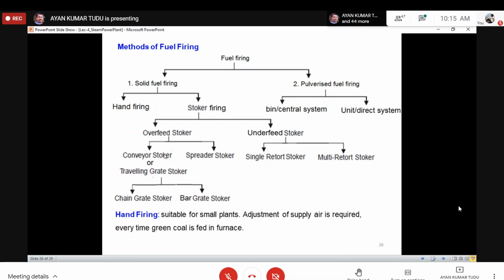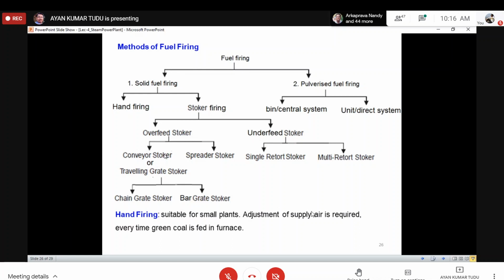Okay. So when we have solid fuel firing, it may be two types: hand firing and stoker firing. Hand firing is suitable for very small plants, and here the adjustment of the air supply is required every time green coal is fed into the furnace. Then we have stoker firing, which is again of two types: overfeed and underfeed. When we have overfeed, it may be a conveyor stoker or spreader stoker. If it is a conveyor or traveling grate stoker, then it may be two types again: chain grate stoker or bar grate stoker. And if it's an underfeed stoker, it will be a single retort stoker or a multi retort stoker.